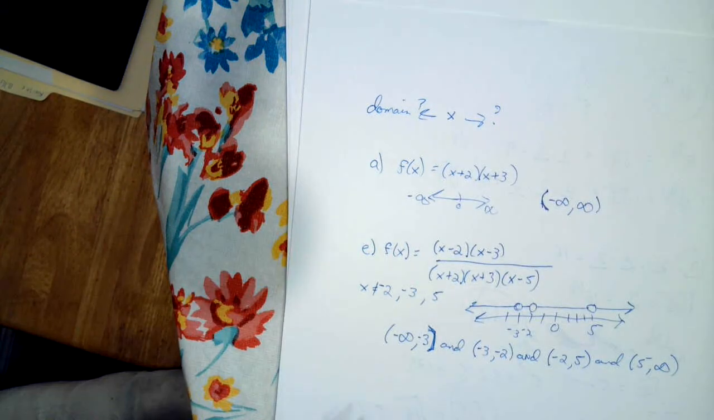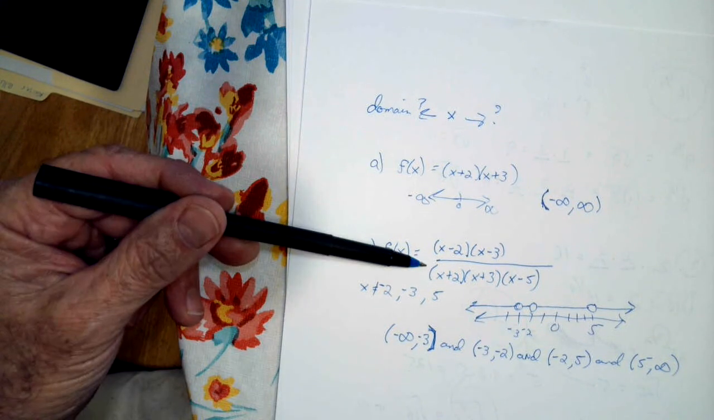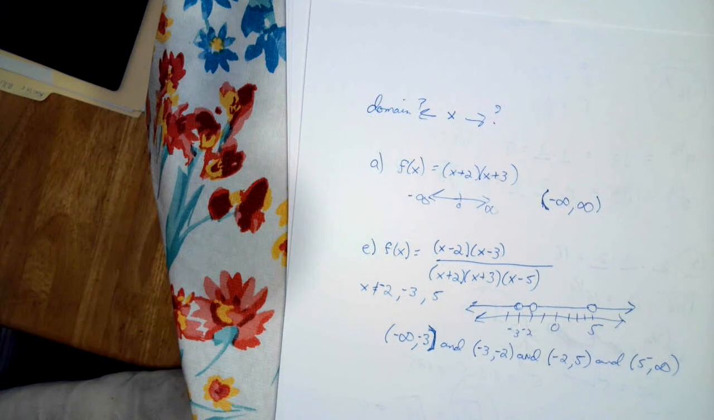So I've got this and this and this and this. Those are all the things that work. You don't have to use the word and. Sometimes they'll use the word or, and that can confuse you. But that's how you do it. You're looking in the denominator to see if there's anything you need to know.